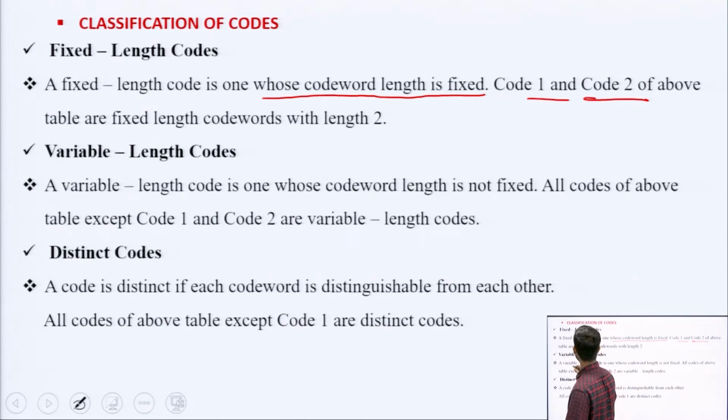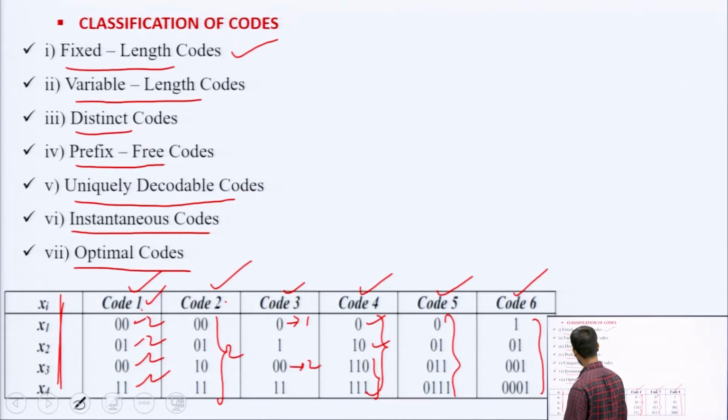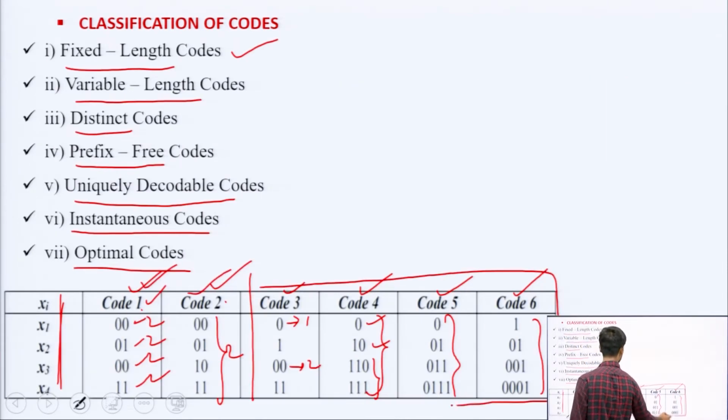So, next is your variable length codes. A variable length code is one whose code word length is not fixed. So, except your code 1 and code 2, all these 4 codes belong to variable length codes.